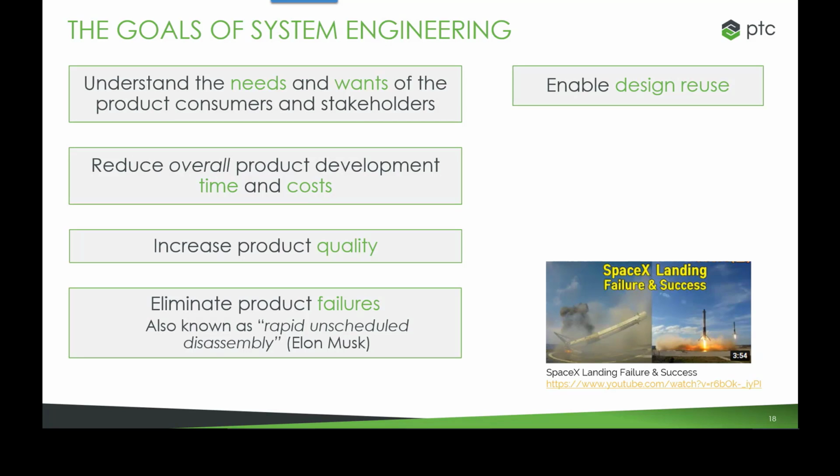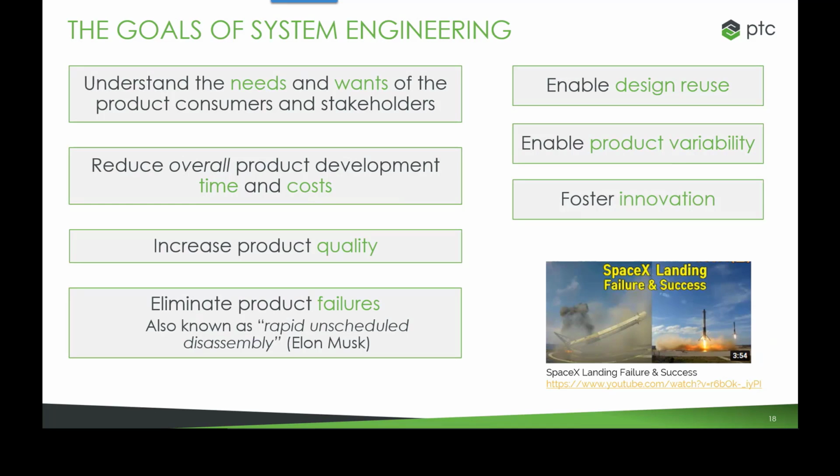Some other goals that are maybe not as important, but still important: enabling design reuse. This helps to really reduce costs, reduce time, and make the manufacturers and engineering companies much more efficient. Enable variability, and this is similar to reusing your designs in a modular way. And also to foster innovation. Systems engineering must be seen as a structured, scientific way to help solve the problems of the world today. And that means innovating solutions to these problems.